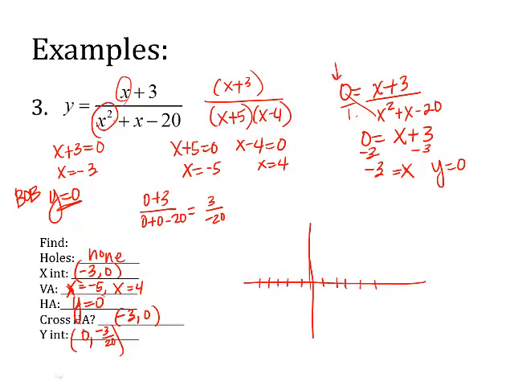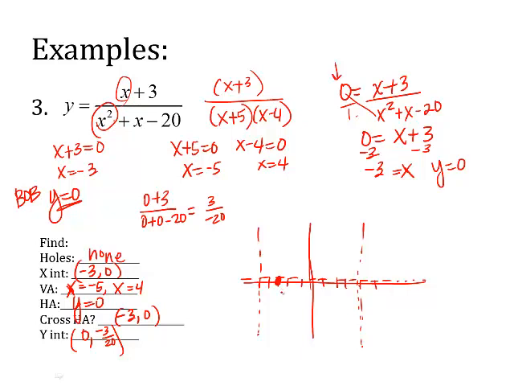All right. So let's see. Vertical asymptote at negative 5. Vertical asymptote at positive 4. Horizontal asymptote at y equals 0. The x-intercept is at negative 3, 0. Right here, it sits on that horizontal asymptote. So I know it crosses there.